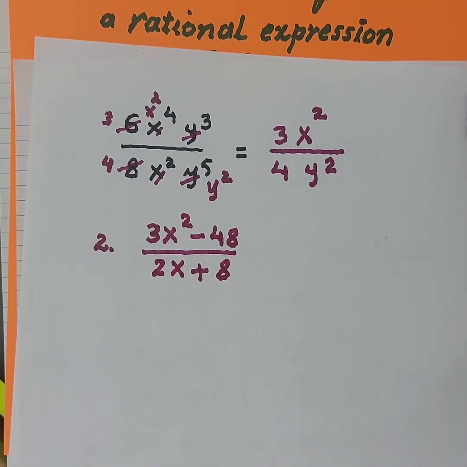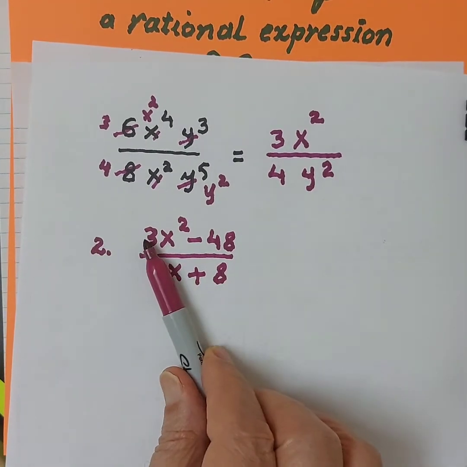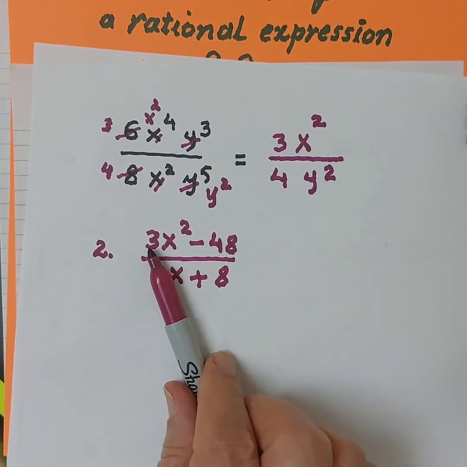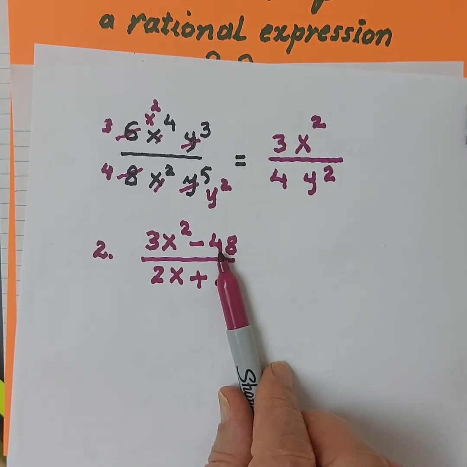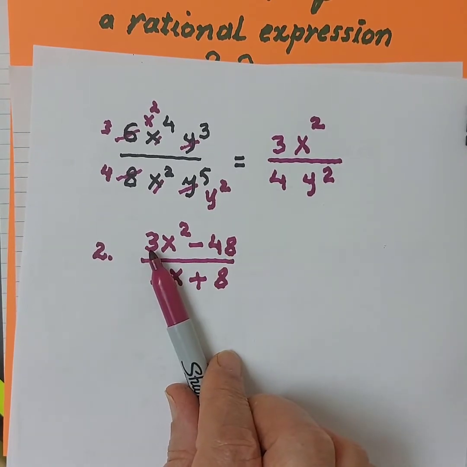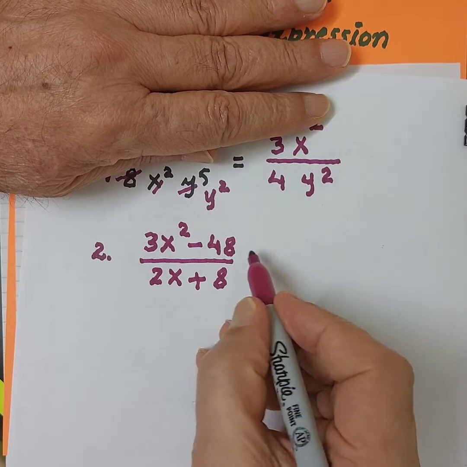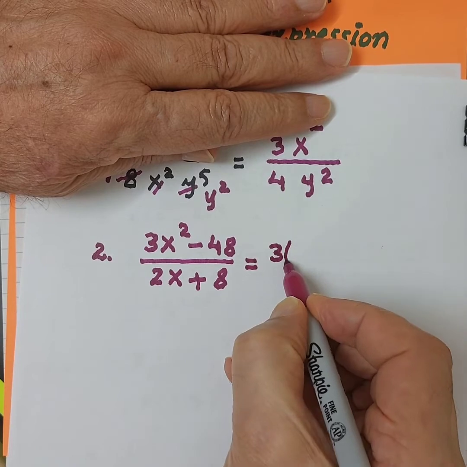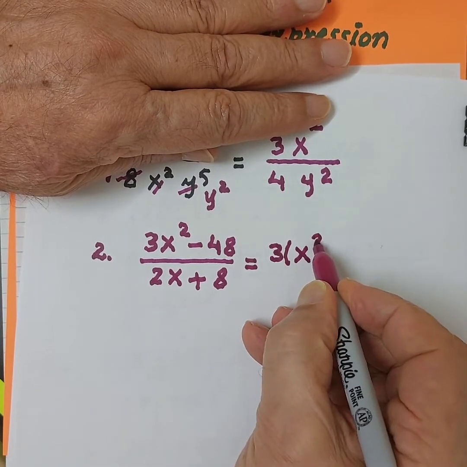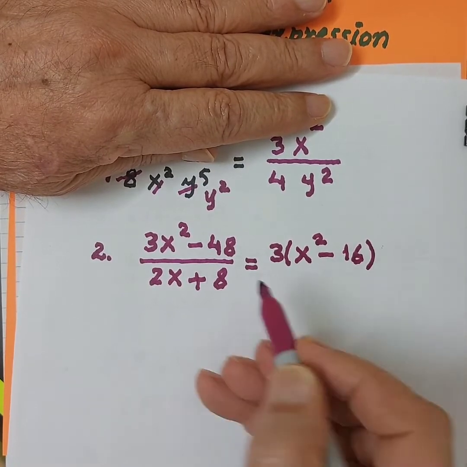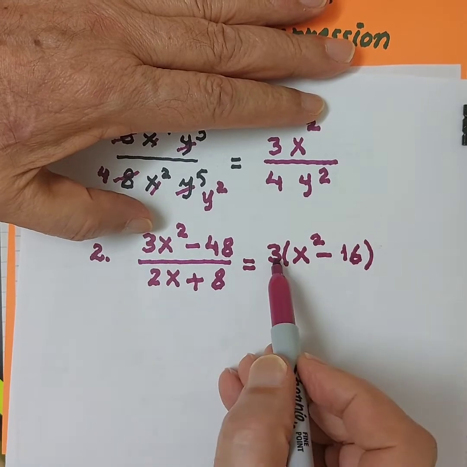Later, you see here is something common. The common here is number 3. Here 3 and here 48 can also be considered as 3 times 16. So we will take 3 as common factor and write the rest between brackets. When we take 3 out, we will write x squared minus 16, because we just write the result when we take 3 out.